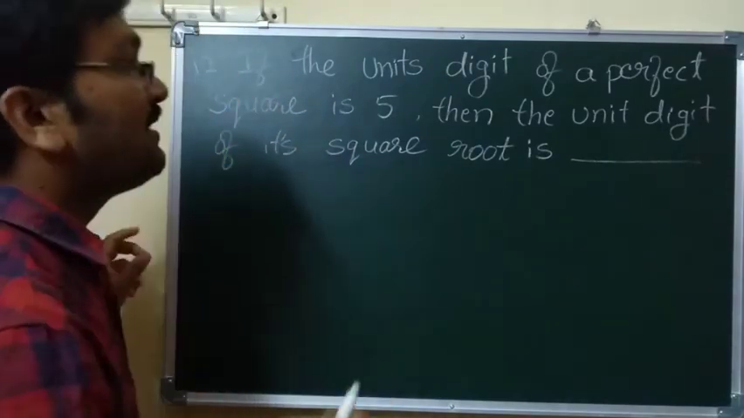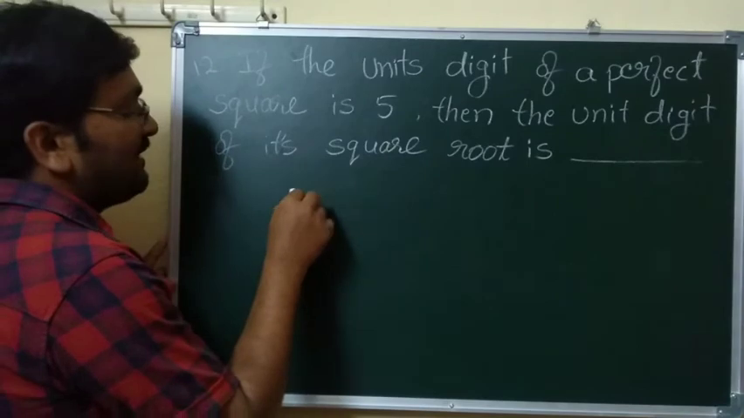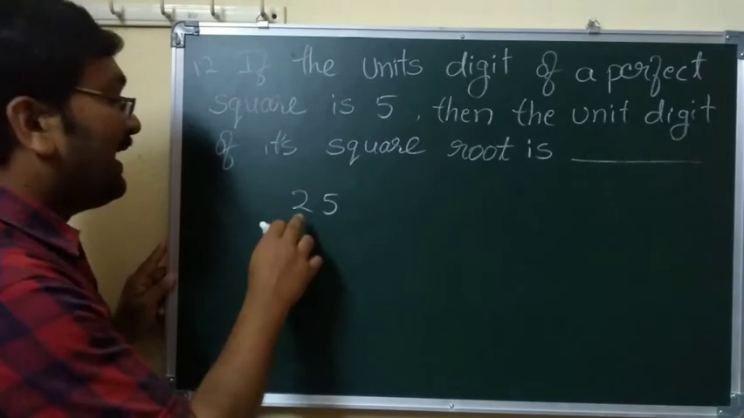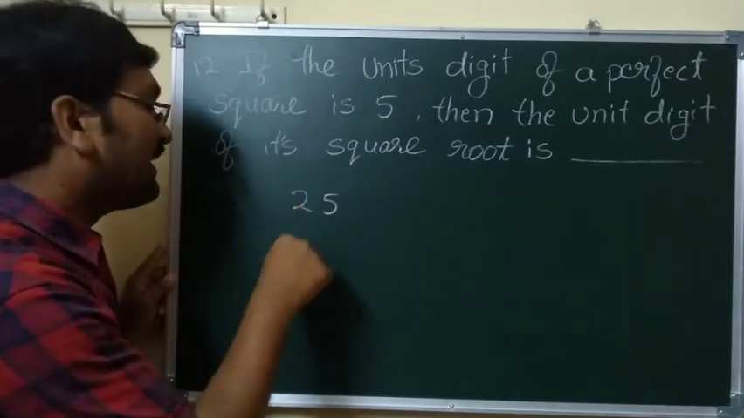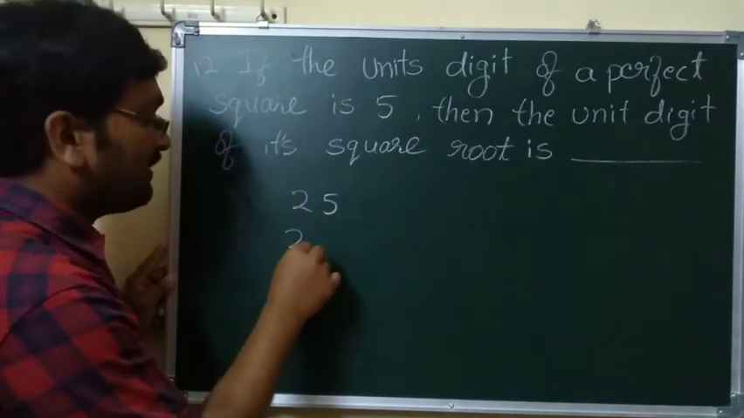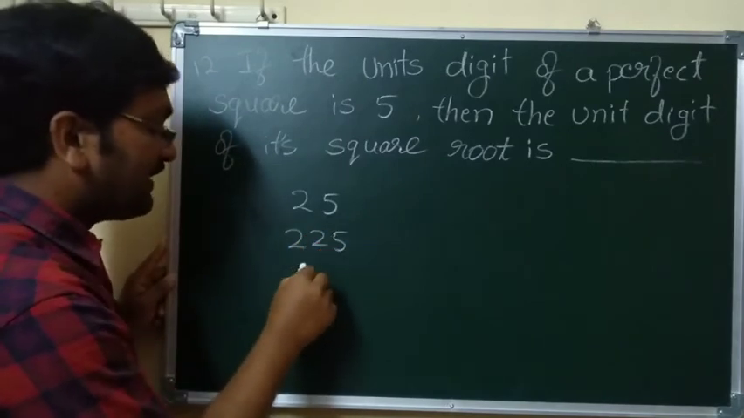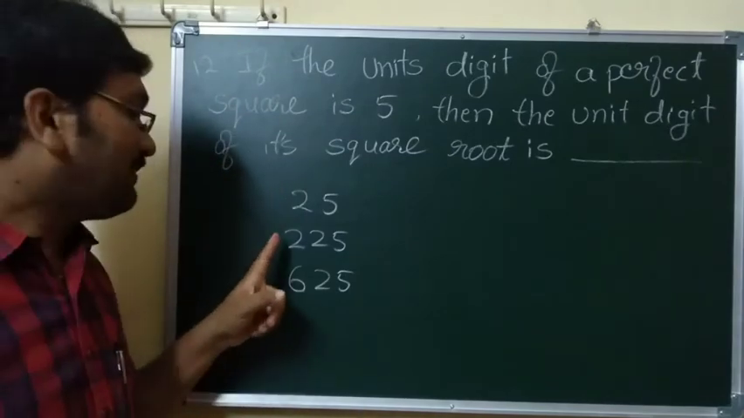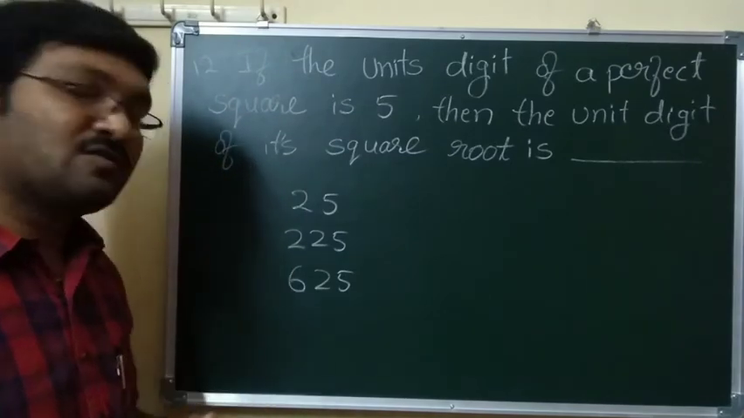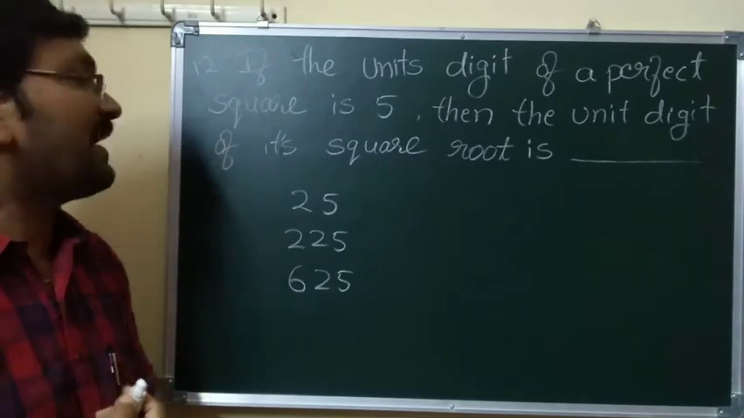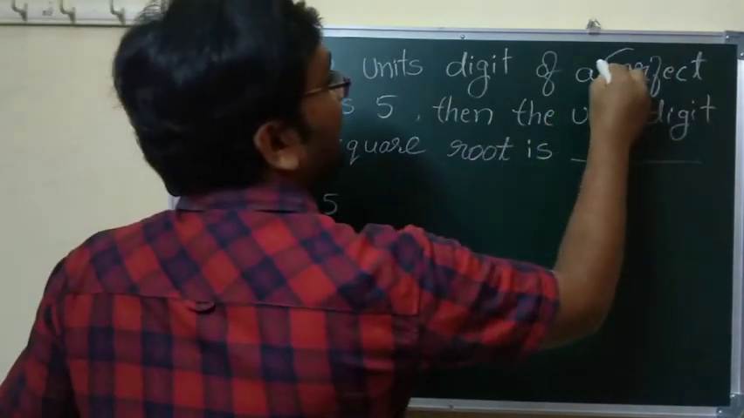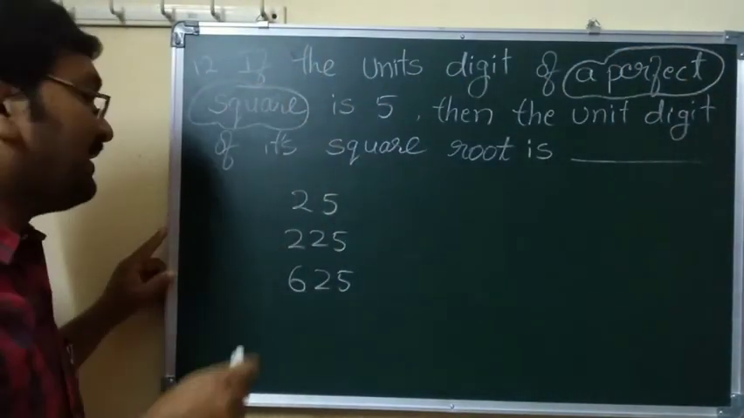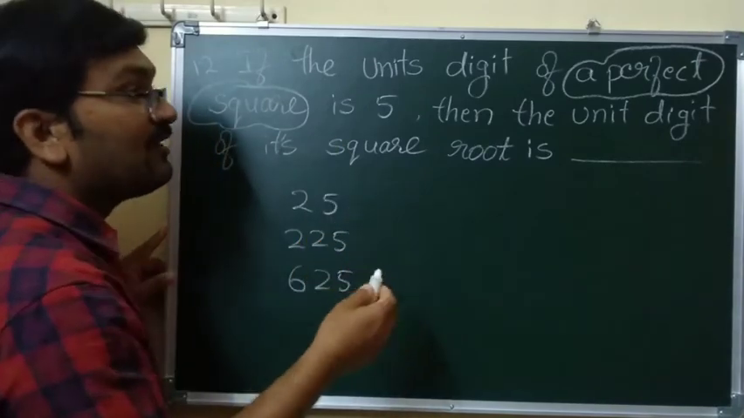First I'll write the perfect squares. The unit digit of the perfect square must be 5. 25 is a perfect square and the unit digit is 5. Next, 225, and the next one is 625. 225 is also a perfect square, and 625 is also a perfect square. So the condition they asked here is a perfect square.